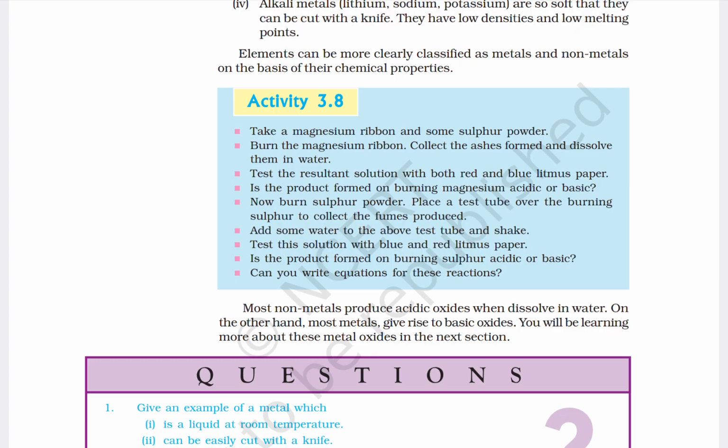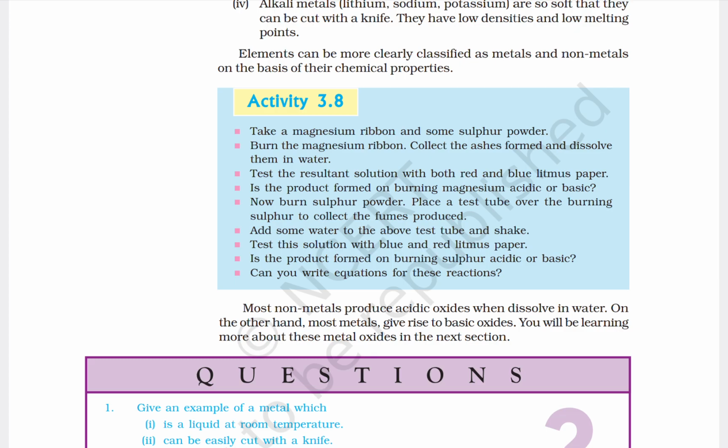Similarly, now burn sulfur powder. Take some sulfur powder and burn it in air. Place a test tube over the burning sulfur to collect the fumes. Add some water to the test tube and shake. Test the solution with red and blue litmus. Here the blue litmus paper turns red, indicating it is acidic in nature.